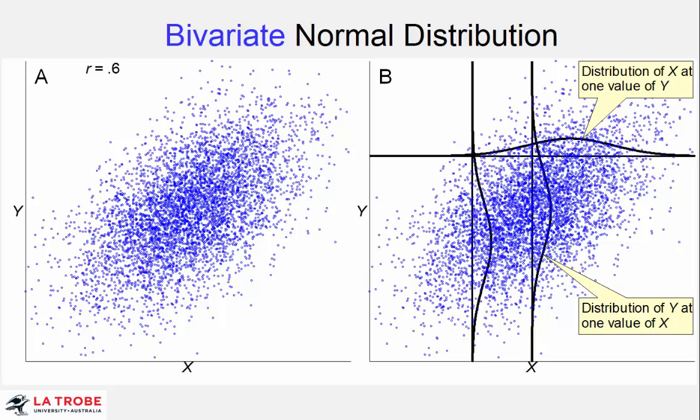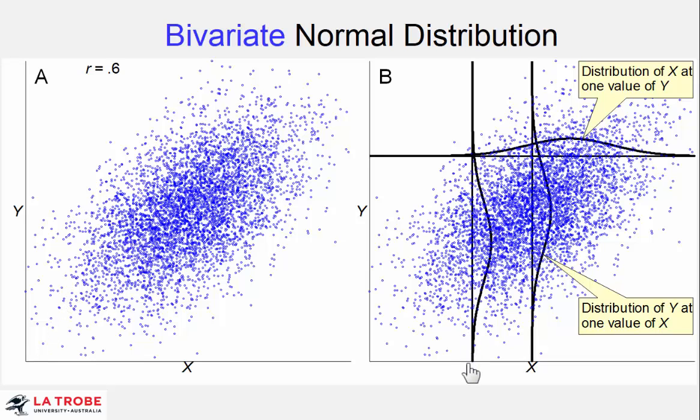Here are a couple of pictures from a bivariate normal population. Here we have a large sample of data points from a bivariate normal distribution with correlation of 0.6. Now, what is a bivariate normal distribution? Well, it's an infinite distribution of potential data points. If we dropped all these points down onto the x-axis here, we'd have a normal distribution of X values, and if we drop them sideways down onto the y-axis, we'd have a normal distribution of Y values.